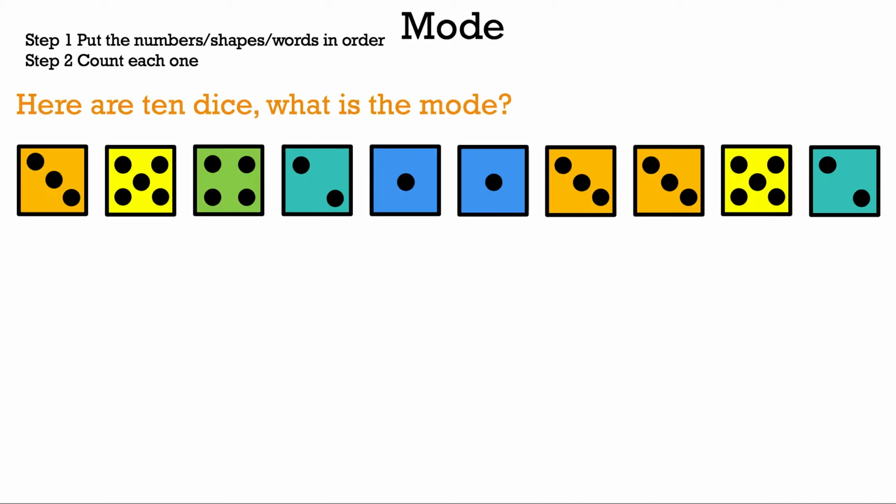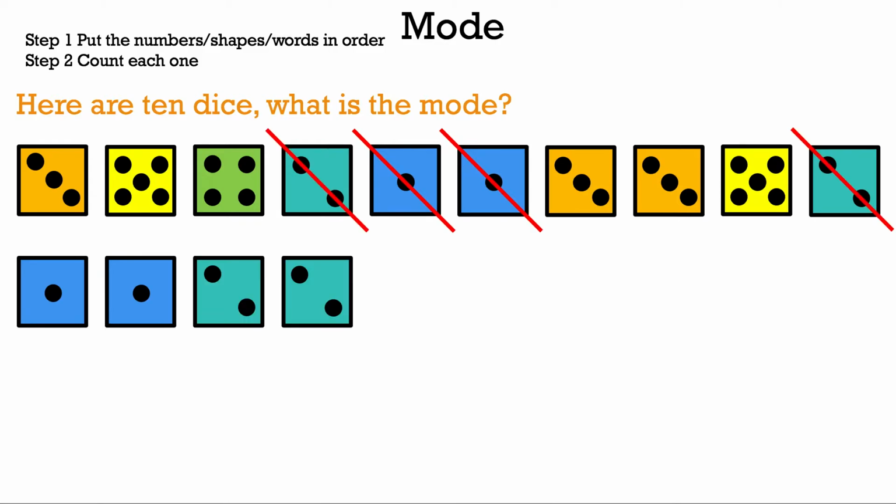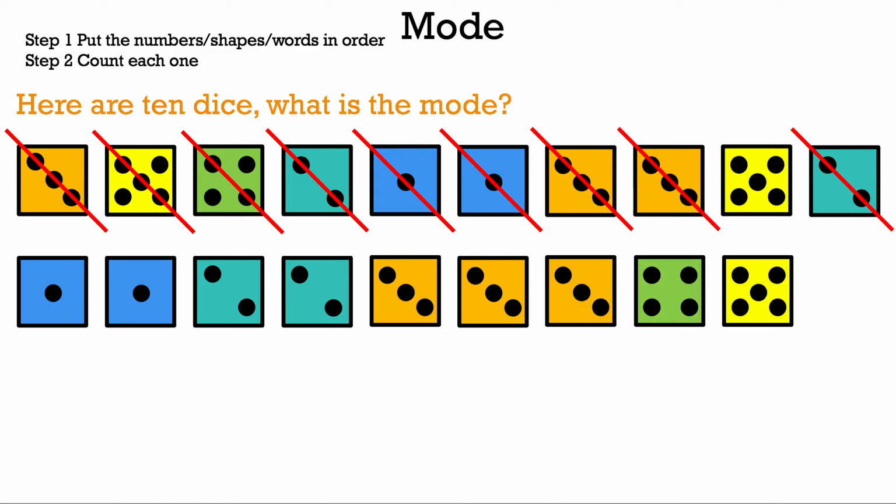Okay, so in this process, we've got to put, step 1, put the numbers, shapes, or words in order, and then step 2, count each one. So here we have 10 dice. What is the mode? First of all, we're going to put them in order to make it easier to visualize. So we cross off 1, and then the next, and the next, and the next, and then the 3, and then another 3, one more 3, one 4, and one 5, and finally the last number.